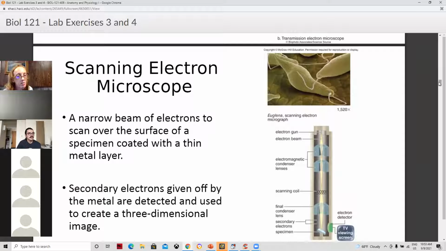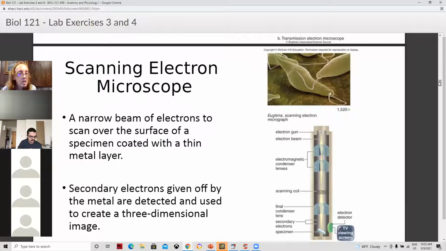Is that clear? So transmission, meaning you can transmit electrons through the specimen. And then they get bent. And the image that you see is the electrons bouncing off structures within the specimen, within the cells.